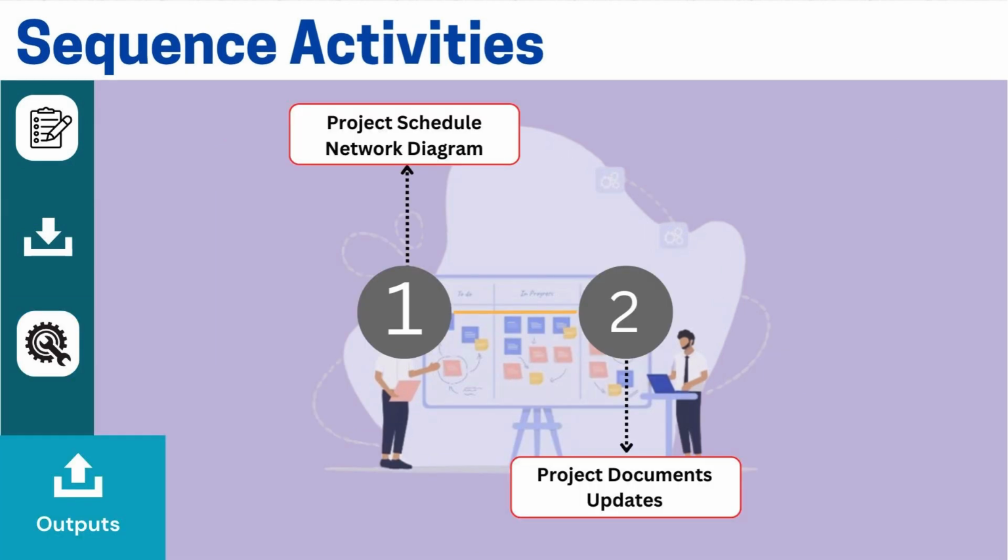By the end of this process, we should have a properly sequenced list of activities. The project schedule network diagram is what we should be getting. As a result of any changes or new learning, we update the project documents. That's something we can certainly expect.